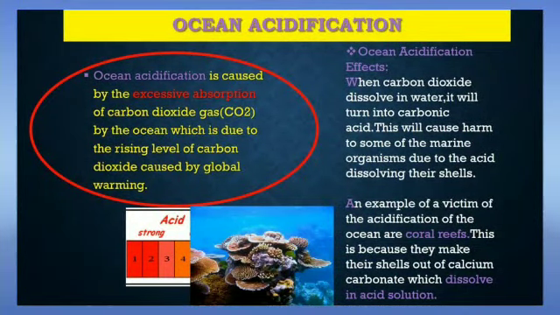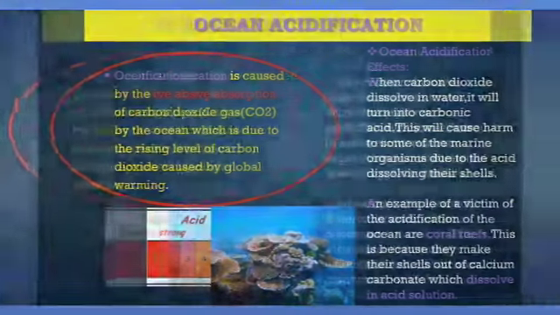Ocean acidification is caused by the excessive absorption of carbon dioxide gas by the ocean, which is due to the rising level of carbon dioxide caused by global warming. Ocean acidification effect. When carbon dioxide dissolves in water, it will turn into carbonic acid. This will cause harm to some of the marine organisms due to the acids dissolving their cells. An example of a victim of the acidification of the ocean are coral reefs. This is because they make their cells out of calcium carbonate, which dissolves in acid solution.